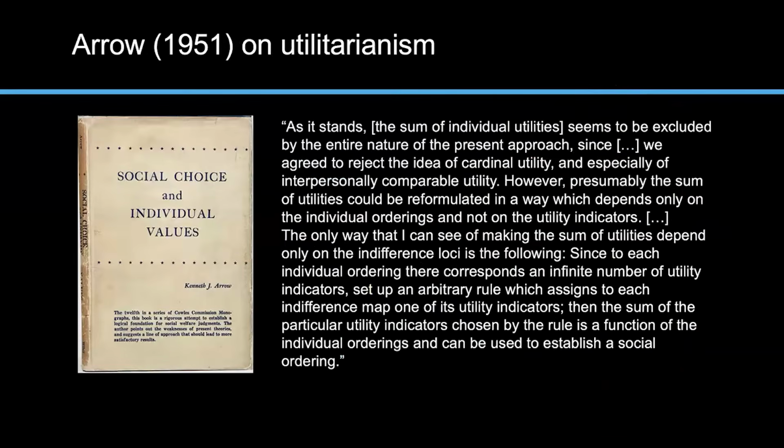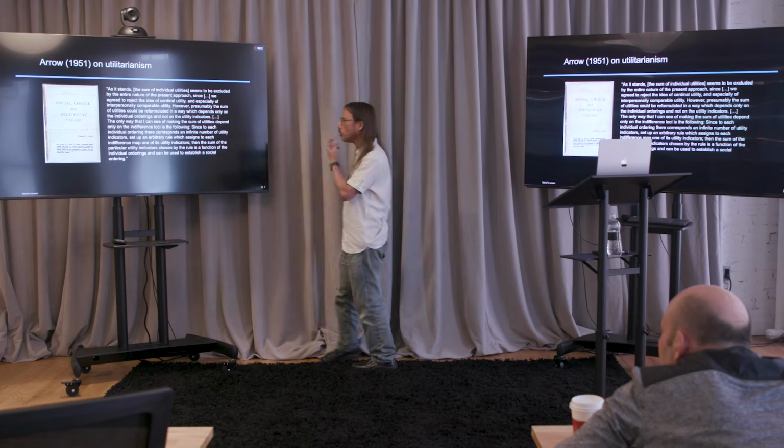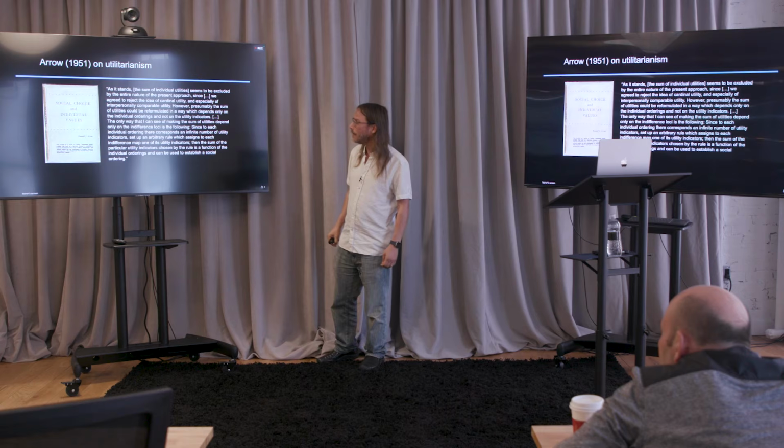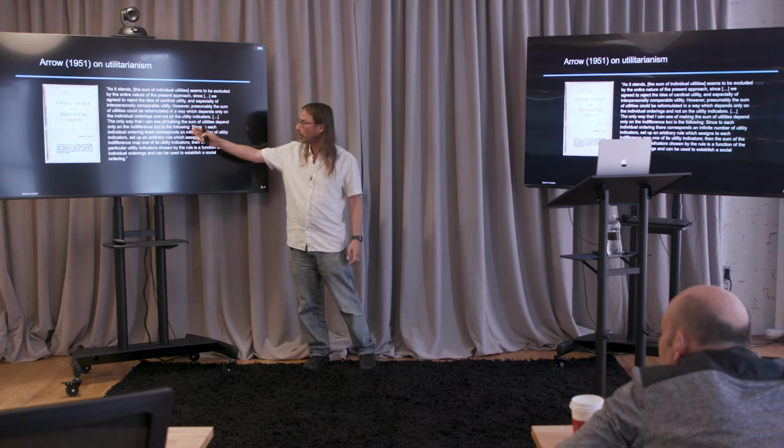Going one last time back to Arrow. So Arrow says, as it stands, the sum of individual utilities seems to be excluded by the entire nature of the present approach, since we agreed to reject the idea of cardinal utility and especially of interpersonally comparable utility. However, presumably the sum of utilities could be reformulated in a way which depends only on the individual orderings and not the utility indicators.